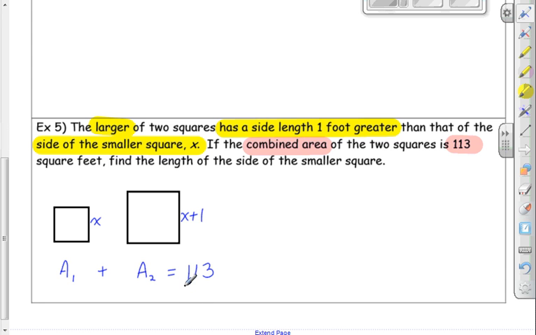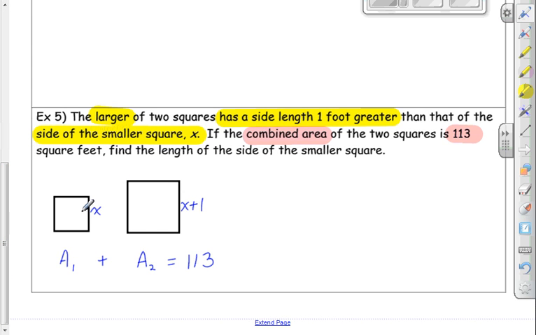So really the main driver behind this problem is what expressions can we use to represent the areas of these two squares? Remember, the area of a square can be found by multiplying side times side. And since all four sides of a square are congruent, side times side for this square would be x squared. So we would get x squared plus, and here we have a binomial. Throw some parentheses around that binomial. And once again, all sides are congruent, so we would have (x plus 1) squared. And that would represent the area of the larger square.